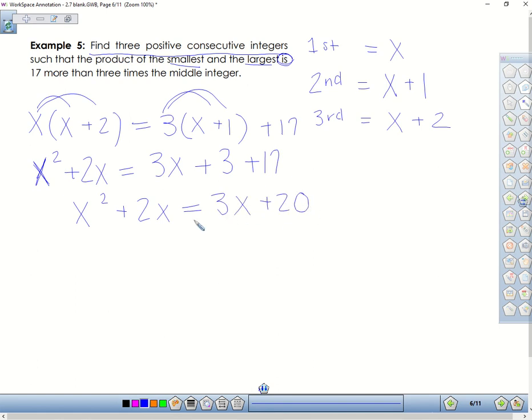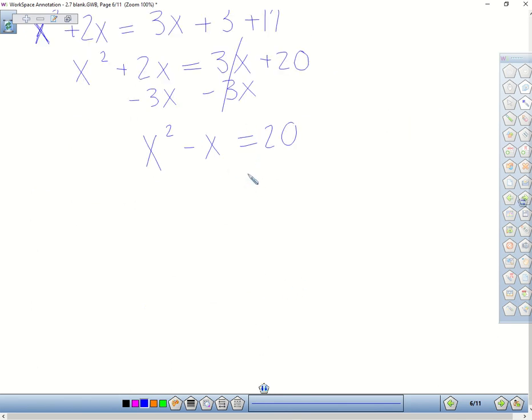And now your goal is just to get everything to one side of the equation. So I'm going to move it all to the left. Because you want to try to avoid your x squared term being negative. That's the easiest way to deal with it. It's not wrong if you go the other way. It's just going to make your life easier to go this way. So then I'm going to subtract 20 on both sides. And that leaves me with x squared minus x minus 20 is equal to 0.